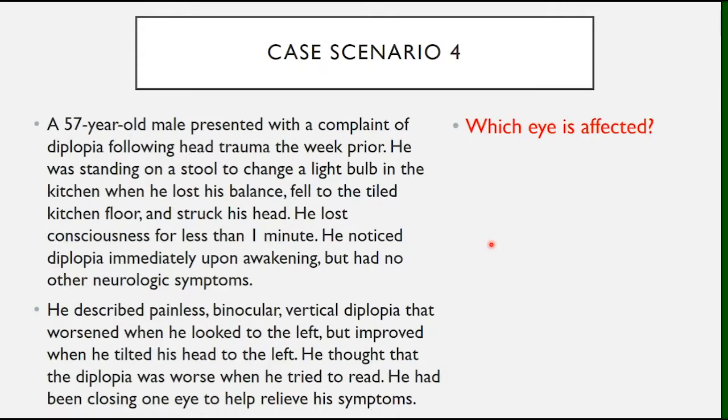Okay. So which nerve do you think is affected? Which eye is affected first? So from the description, the left eye. Wait. Tilting his head to the left. The diplopia is worse in the eye that's furthest away from the... So if you tilt his head to the left, it gets better. So it's the right eye which is affected.